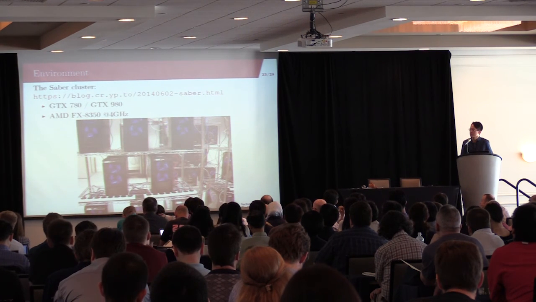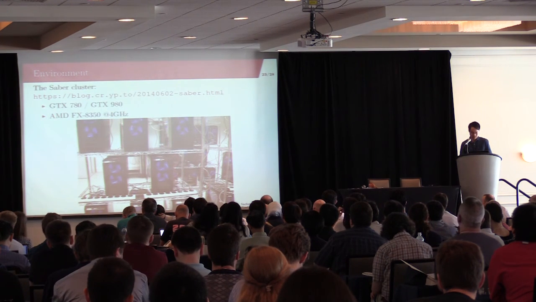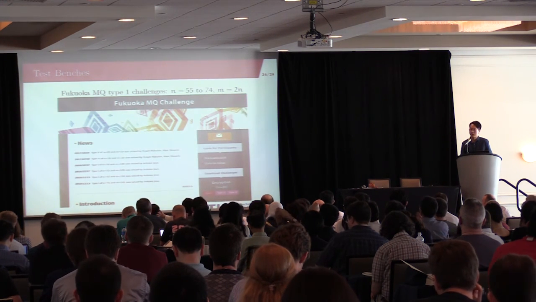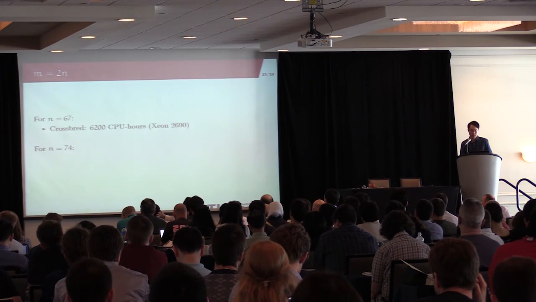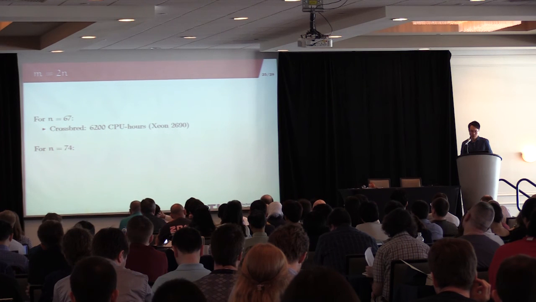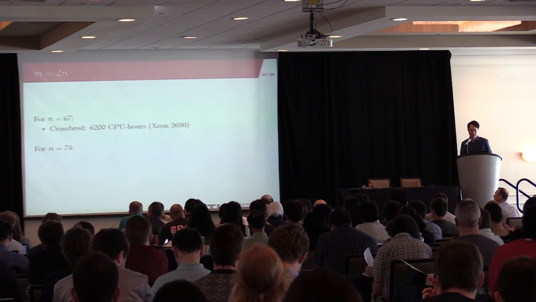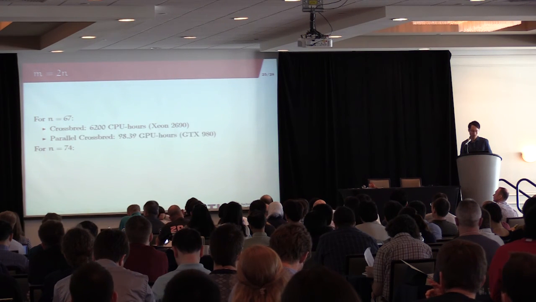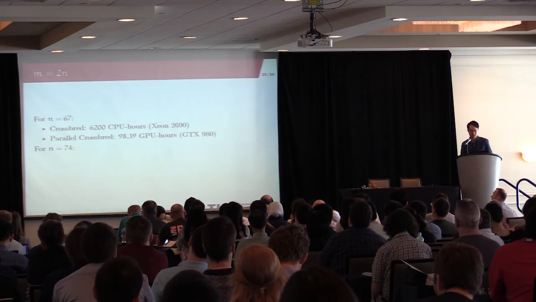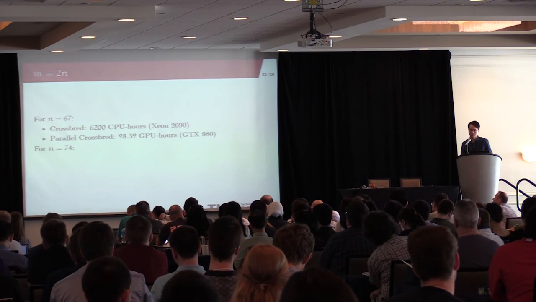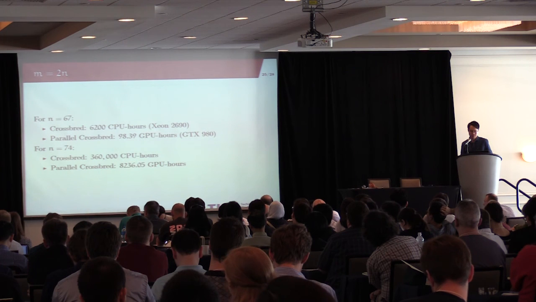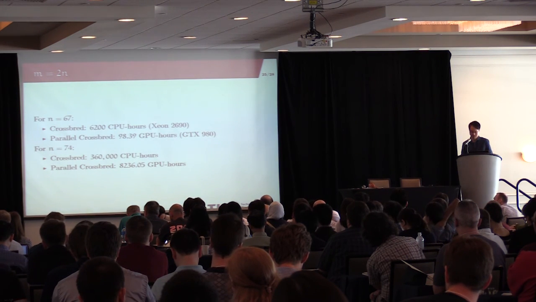We test the software on the Sabre cluster, and it has these computing resources. For the test batch, we use the Fukuoka MQ challenge. The result shows that the original Crossbred algorithm would take 6,200 CPU hours to solve the test case where n equals 67. In our implementation, it takes only about 100 GPU hours. For a larger test bench where n is equal to 74, the original algorithm would take this many CPU hours, and our implementation only takes 8,200 GPU hours.